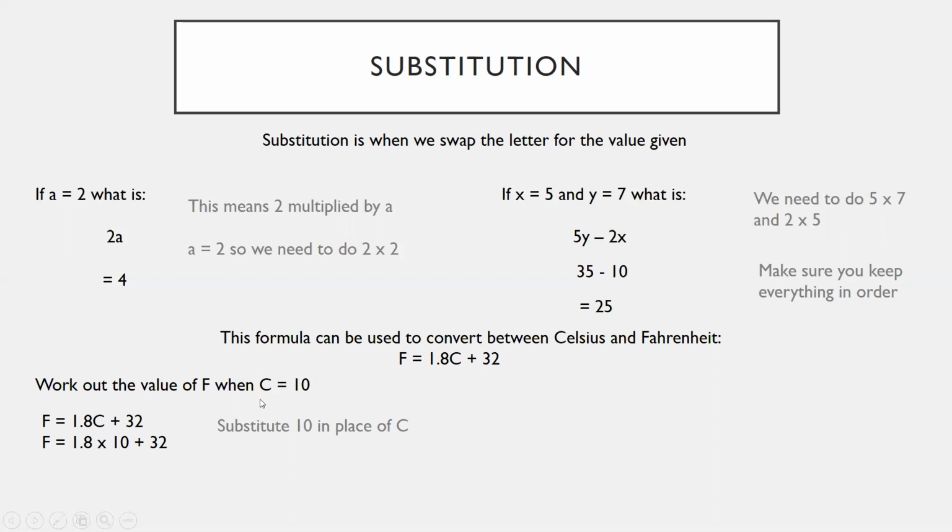Then we do things in order. So 1.8 times 10 will give me 18. Put this plus 32 back on the end. And then for a final answer, we just need to add the two together. So F would be worth 50.